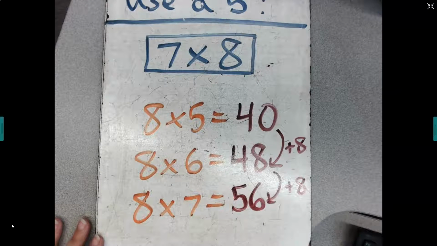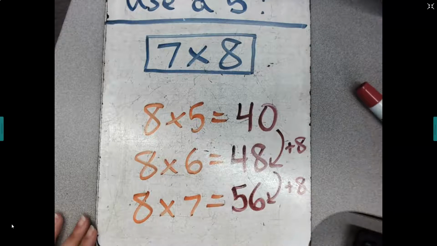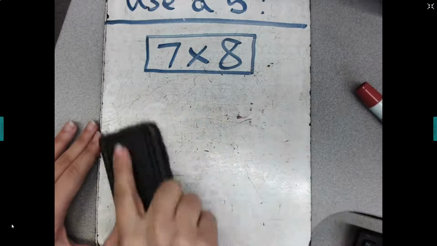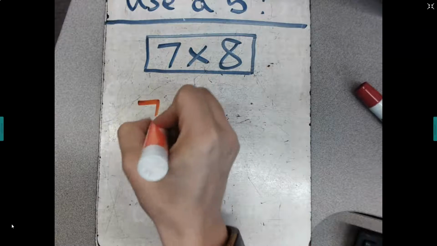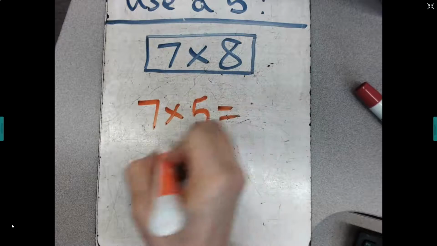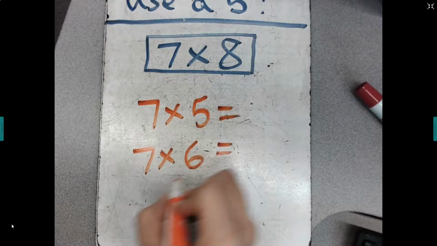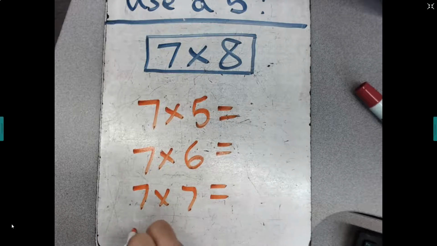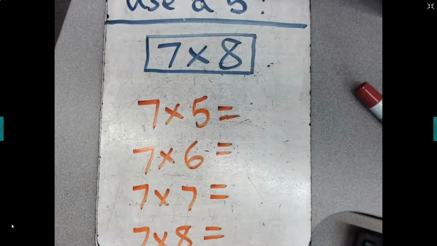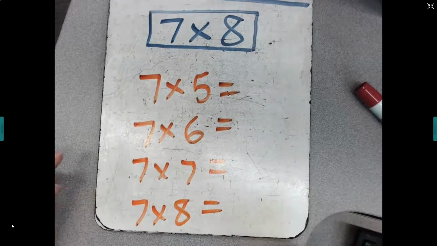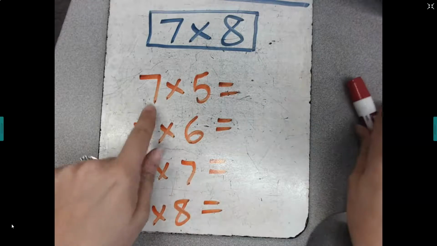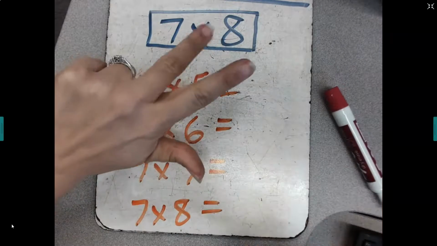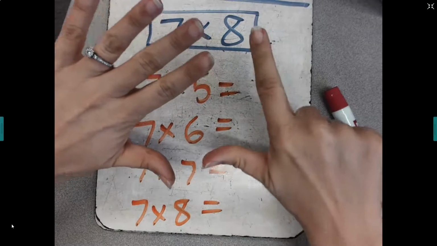So I could do it this way and I get 56, or I could have talked about my 7s facts. I could have done 7 groups of 5, 7 groups of 6, 7 groups of 7, and then 7 groups of 8. Okay, if I start with my 7s fact, I have to do a little bit more, but that's okay. So 7 groups of 5, 5, 10, 15, 20, 25, 30, 35.